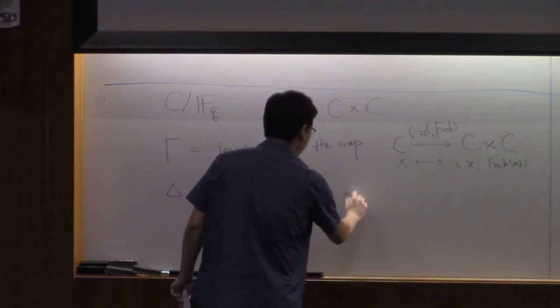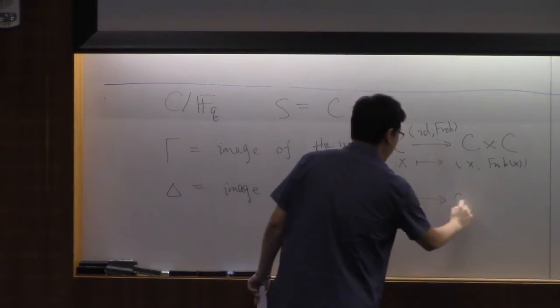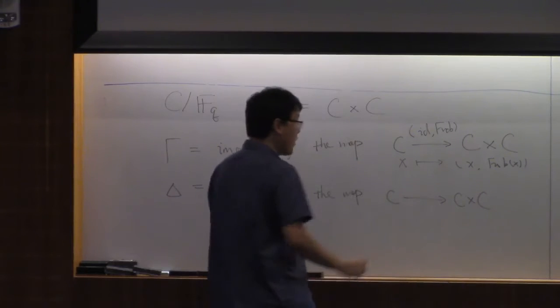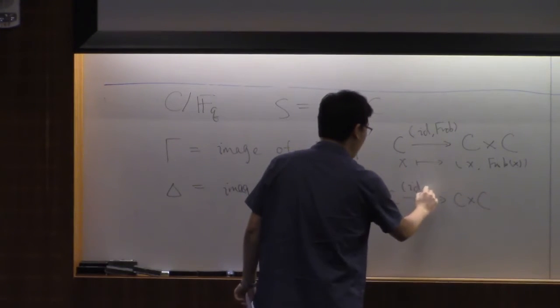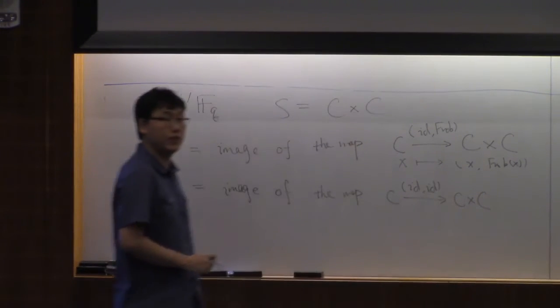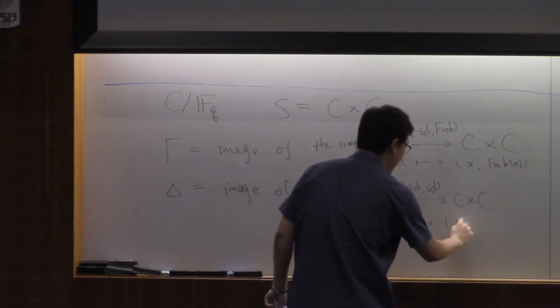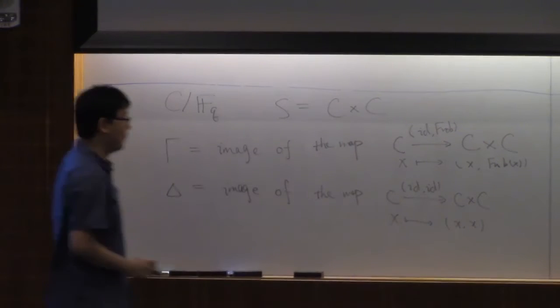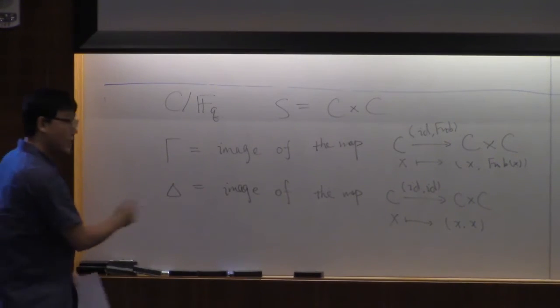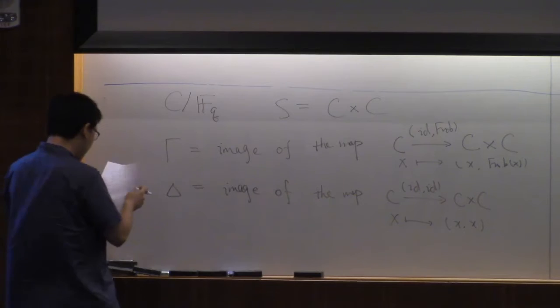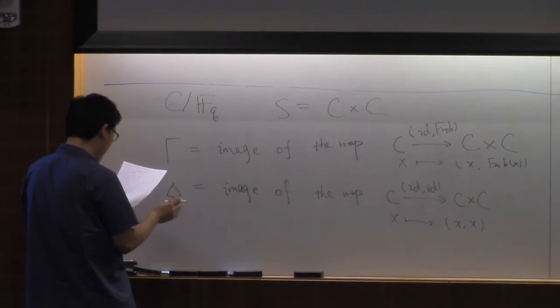So what is the diagonal? Again, you consider a map from C to C cross C, where both components are the identity map. So the image looks like you map x to (x, x). This is the diagonal.